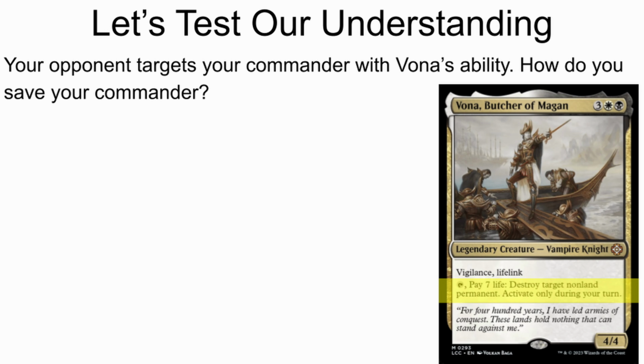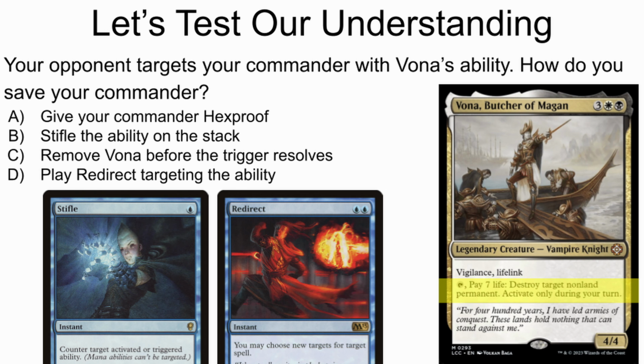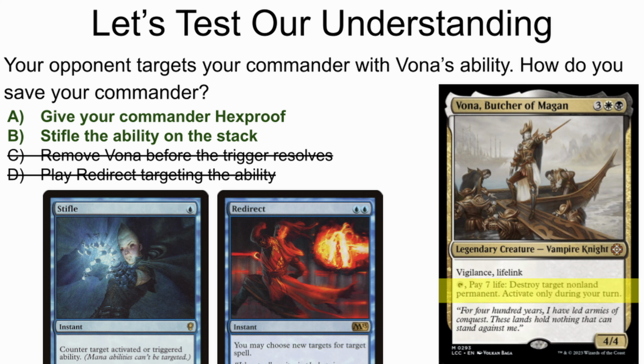Your opponent targets your commander with Vona's ability. Before it resolves, which of these could you deploy to save your commander? There might be multiple correct answers. A. Give your creature hexproof. B. Stifle the ability. C. Remove Vona before the trigger resolves. D. Cast Redirect, targeting the ability. Both A and B are correct.